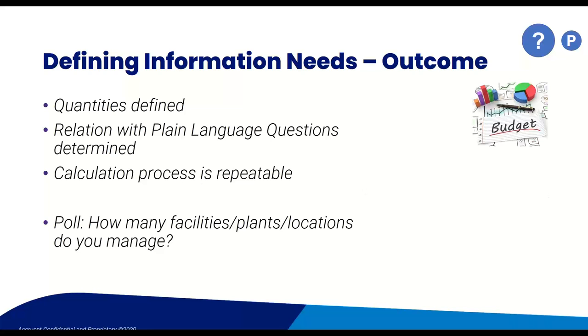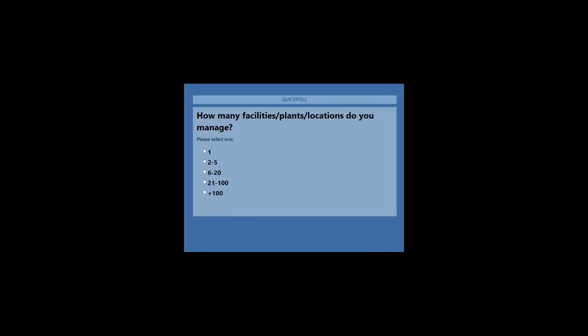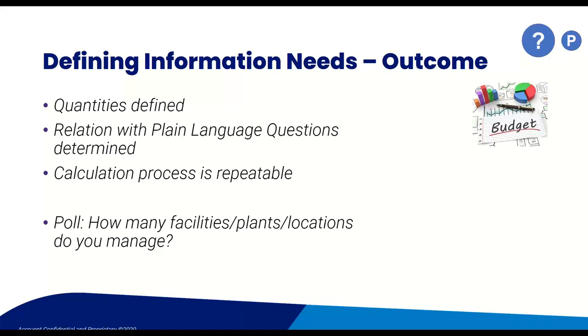Now I'm a curious guy, so I would like to know how many plants, facilities, locations do you actually manage? Okay, thank you for that. It was actually a wide range, from one plant asset up to plus 100. Most of you had one, but the rest was spread right over. Thank you. Okay, Rudy. And of course, the bigger your facilities or the more of them, the more you will be interested in repeatability.